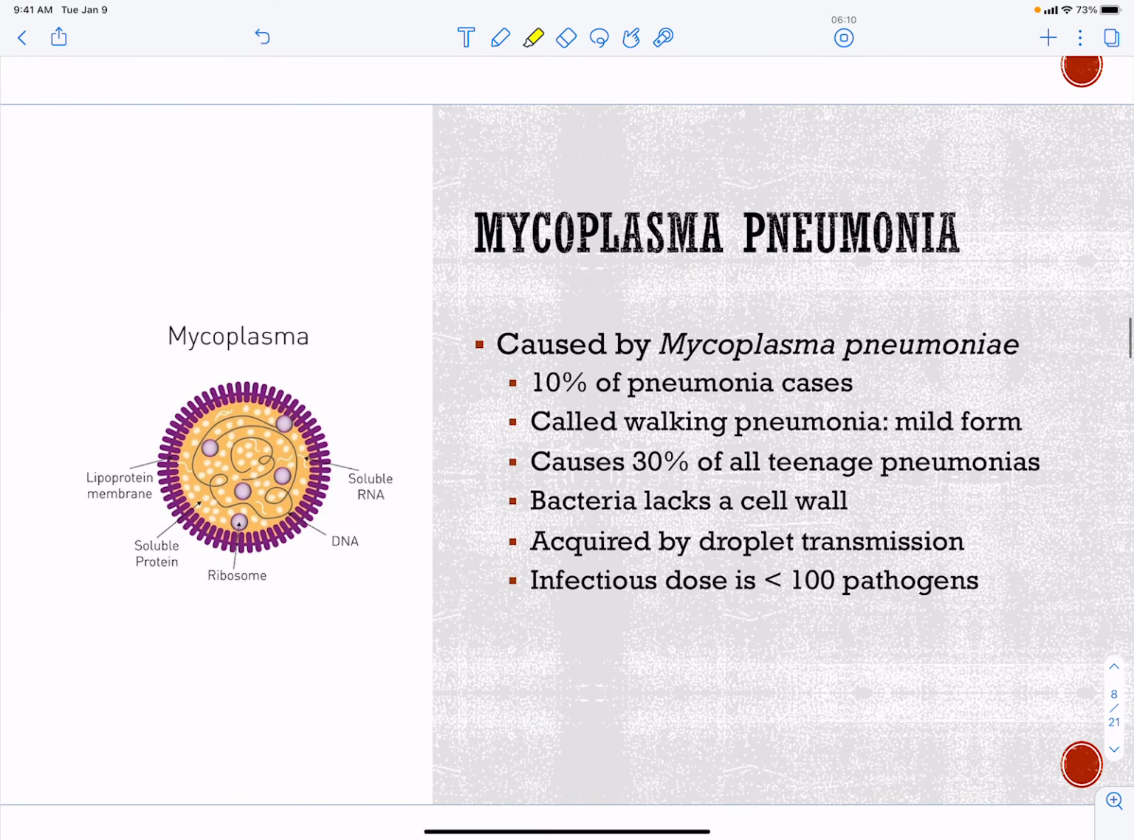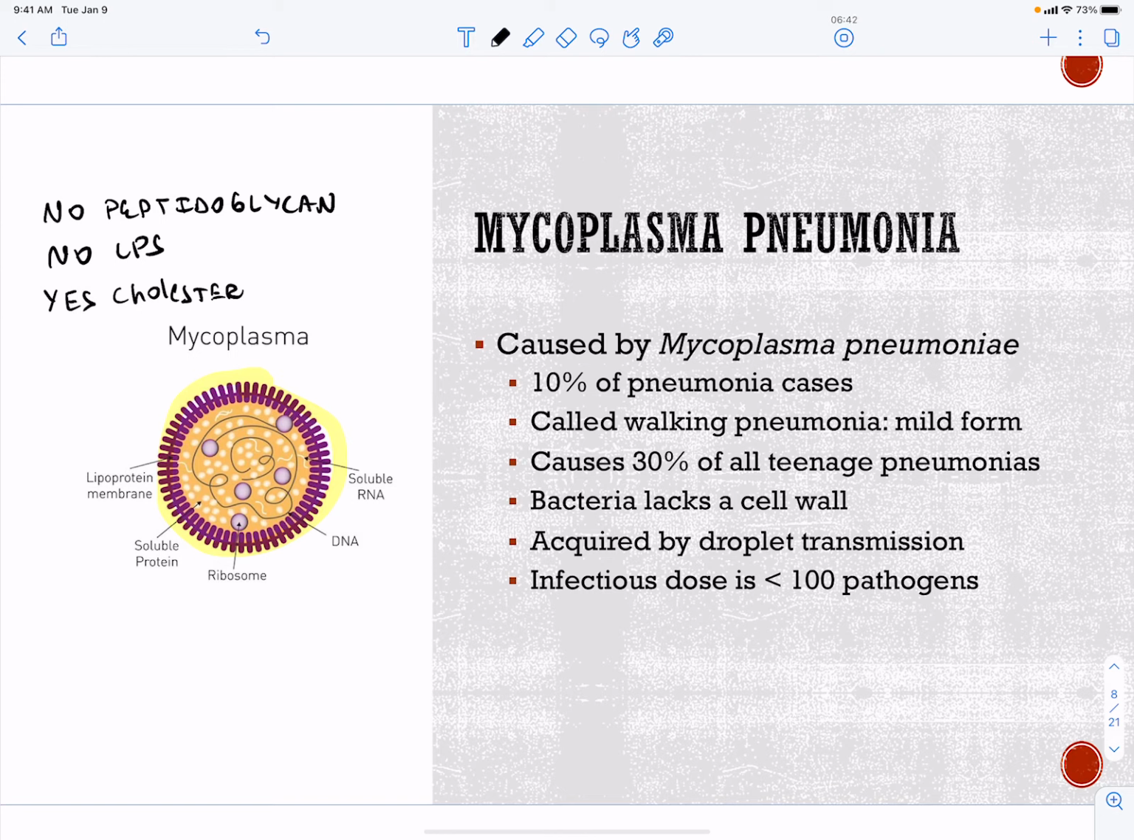Mycoplasma is an interesting bacteria. Mycoplasma is not similar to our gram-positive, gram-negative bacteria. It does not have that typical bacterial cell wall. Instead, it's going to have lipids and cholesterol in its cell membrane. So no peptidoglycan. No LPS. It has cholesterol and lipids. So it's very different. It's a very unique type of structure to Mycoplasma.